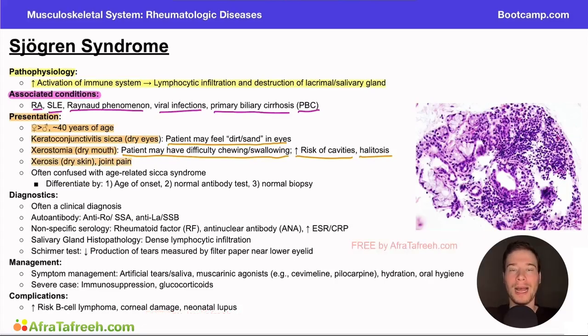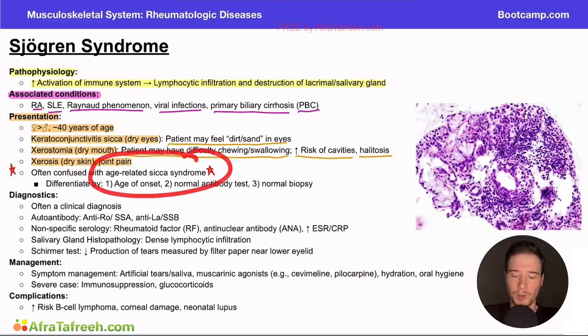Now, a key point I want to highlight here so that you don't get confused on test day or in the clinic with a patient is that you don't want to confuse this with age-related sicca syndromes. As we get older, typically we get a little bit more dry. The mouth can get a little bit more dry. We can have less saliva. So you could see some of these findings. We talked about the dry eyes, the dry mouth, and the dry skin. And while these symptoms can be present in Sjogren's syndrome, they can also be present in something called age-related sicca syndrome. And so you might be asking yourself, how am I going to differentiate these on test day?